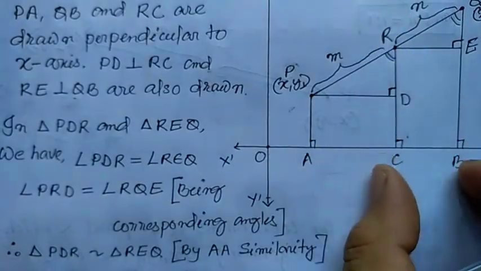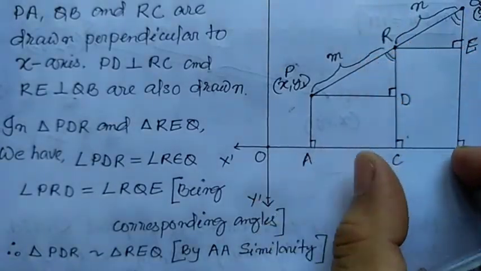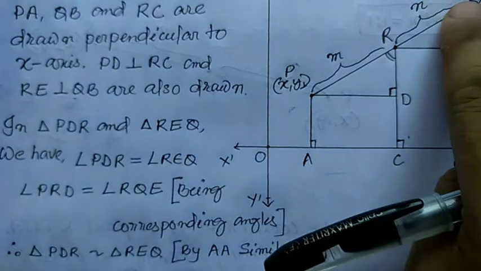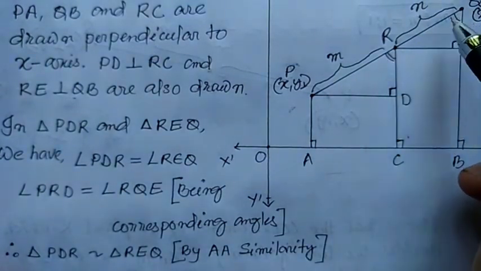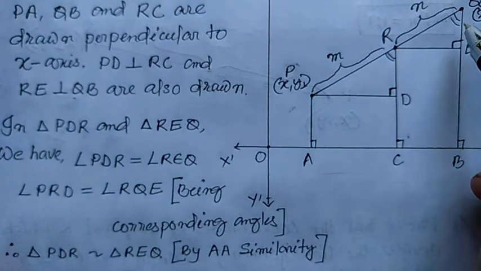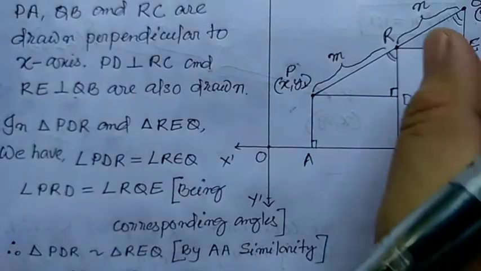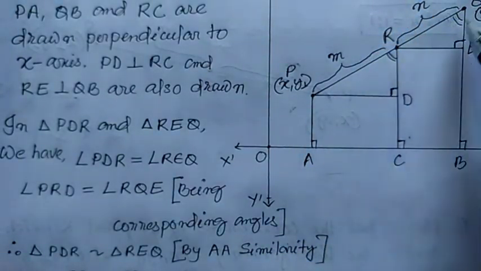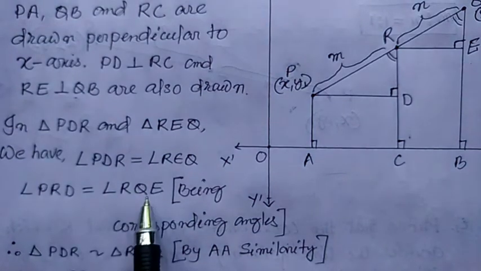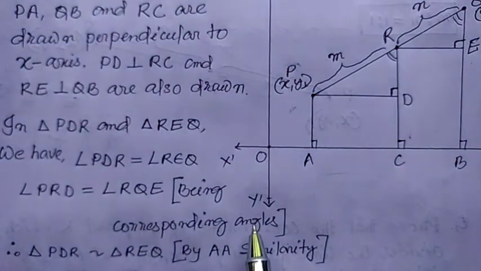Sorry, they are parallel. And for these two parallel sides, you can take PQ to be transversal. Then these two angles are nothing but their corresponding angles. Remember, according to one of the theorems you learned in class 9, if two parallel lines are intersected by a transversal, corresponding angles are equal. So now these two angles are corresponding angles.